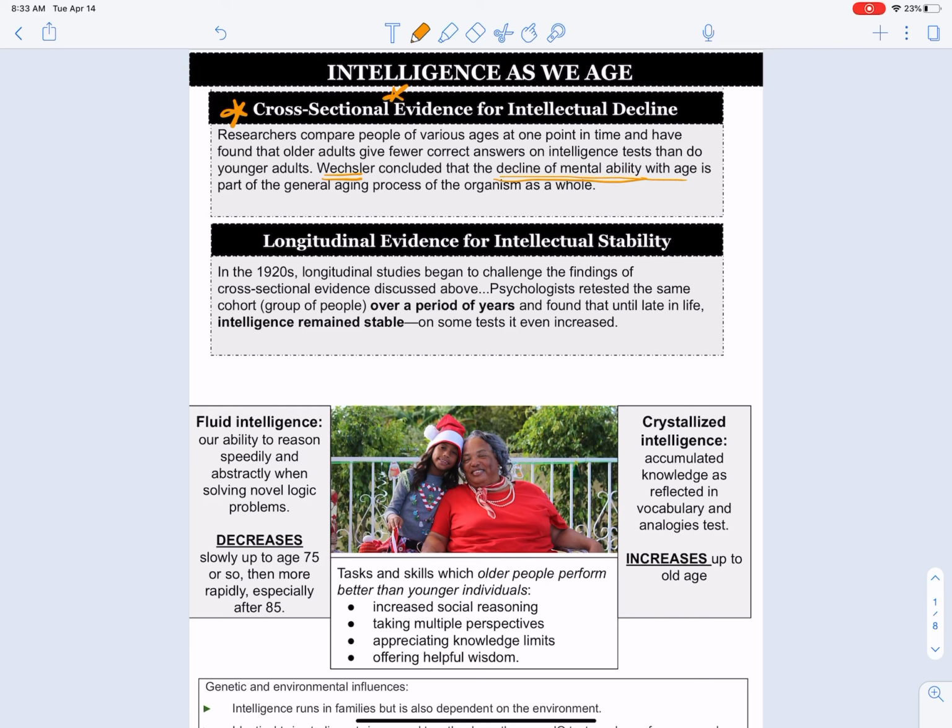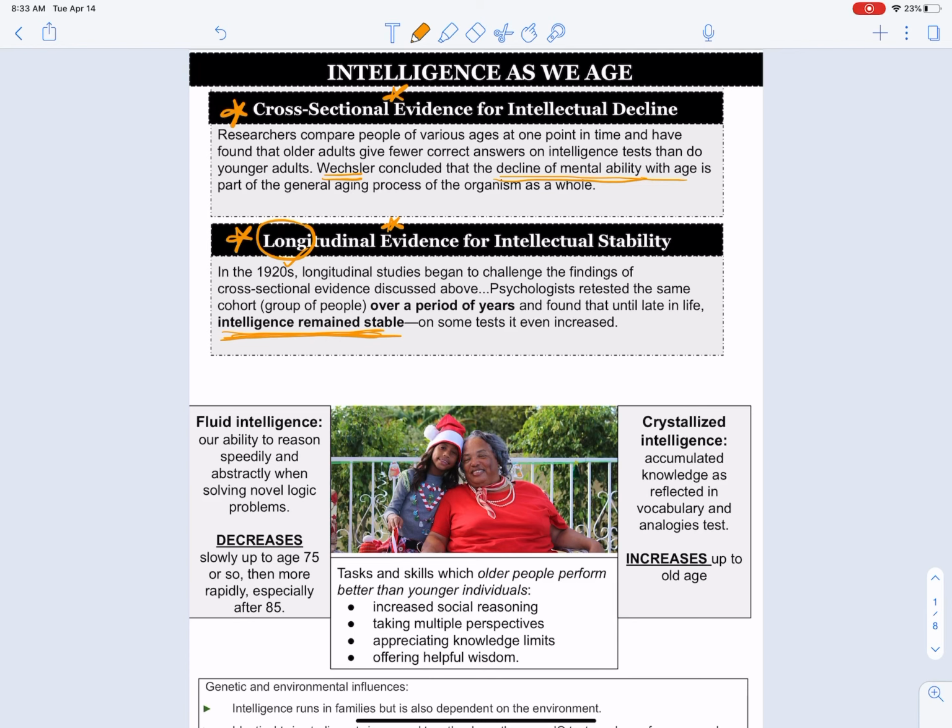However, when longitudinal research was done, meaning you do it over a long period of time and you use the same individuals, which is called a cohort, you can see that intelligence actually remains stable. In the 1920s, they started this longitudinal research. They gave people an IQ test when they were 11 years old, and then when they were 80, they gave them the test a number of times throughout their life.